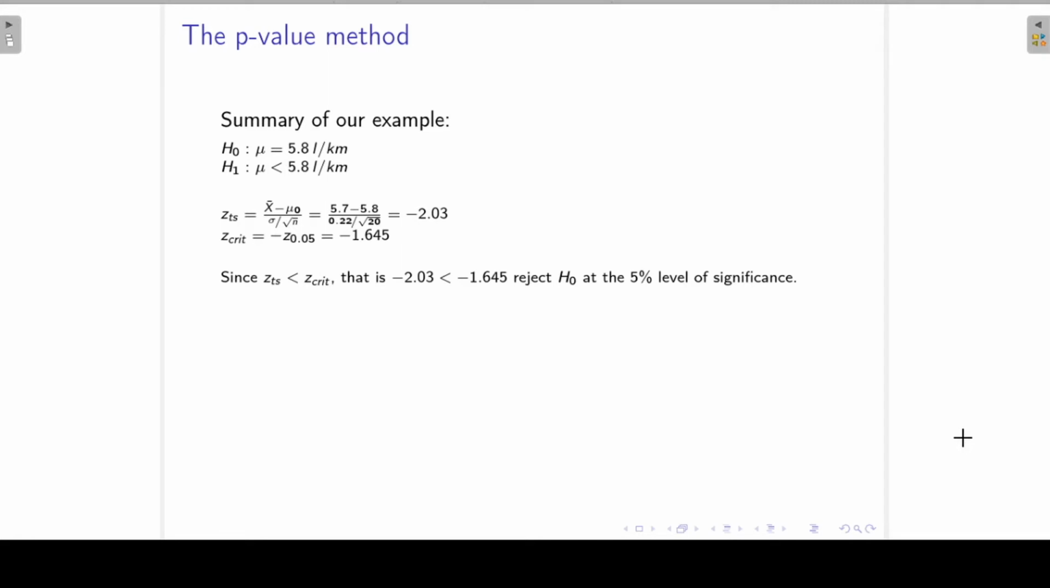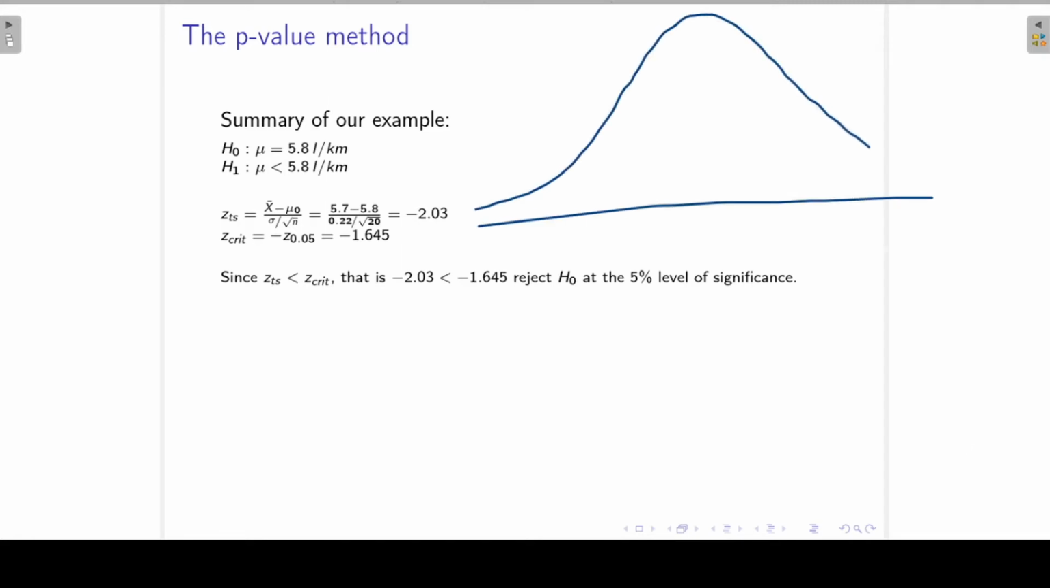So if I make a drawing of my normal distribution, my critical value is minus 1.645. And we know that the area to the left of this critical value is 0.05. Now, if we take the calculated test statistic value, which is minus 2.03, and we take the area to the left of this test statistic, that would be that red area. And if you compare the red area with the blue area, it's very obvious that that area must be less than 0.05.